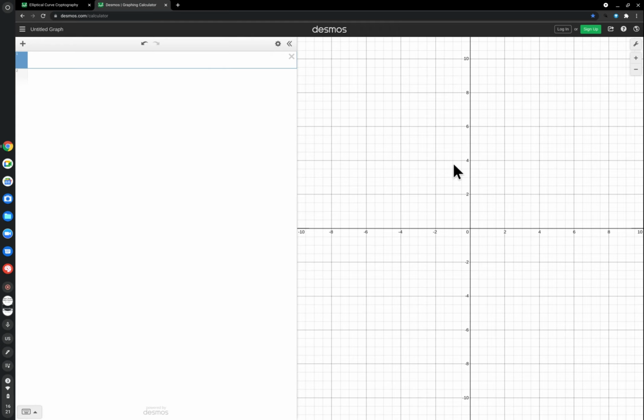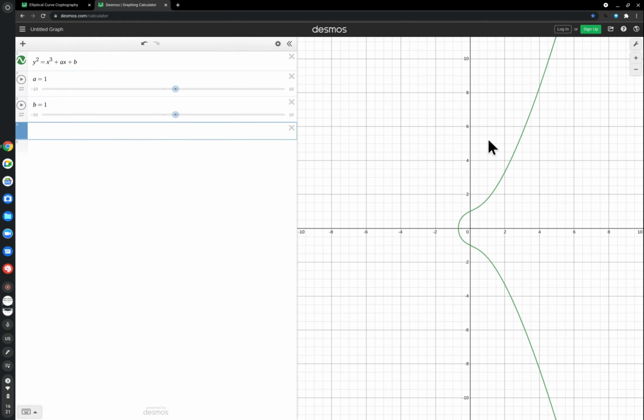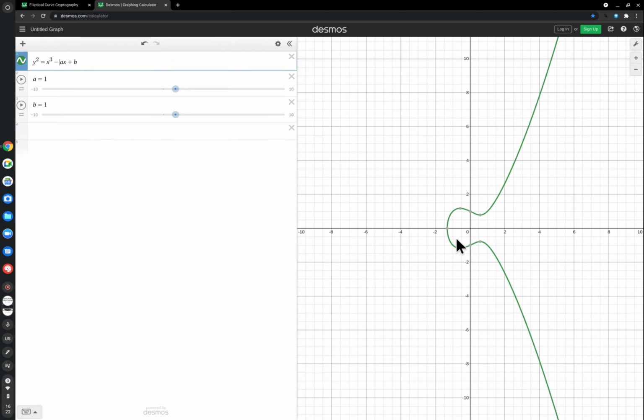So let's start. First thing is, what is an elliptical curve? You probably saw that crazy thing on the side earlier. So an elliptical curve is just a relation with the equation y squared equals x cubed plus some number times x plus another number, b. And usually I see that this number is negative, so it can curve out like this.